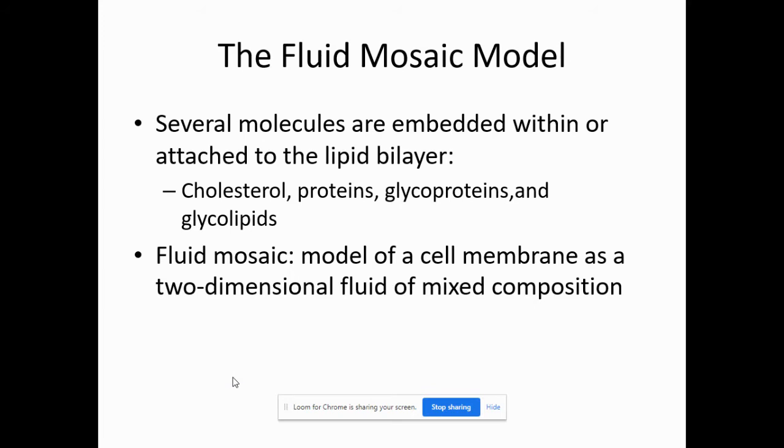So several molecules can be embedded within or attached to the lipid bilayer, such things as cholesterol, proteins, glycoproteins, and glycolipids. And because that is more than just phospholipids, the plasma membrane is said to be a fluid mosaic. Fluid because those lipid bilayers can flow across one another, and a mosaic because you have a mixed composition of molecules. You have the phospholipids, the cholesterol, the proteins, glycoproteins, glycolipids. And so because of that, it's a mosaic.